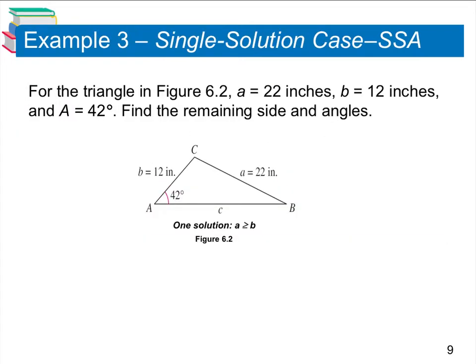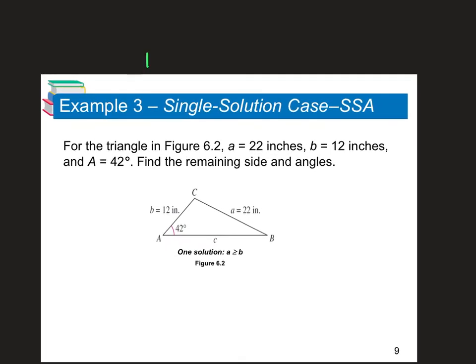So here we have two sides and one angle that's given. So we have to check and see if we have one solution, no solutions, or two solutions. But we'll do that at the end. So whenever we have two sides and one angle, we have to check.